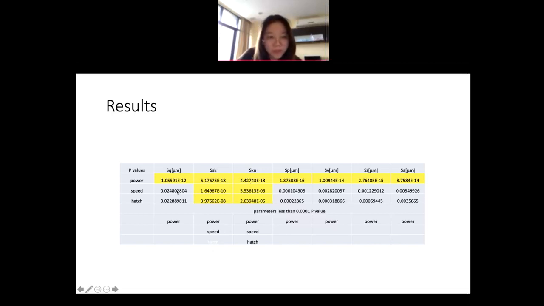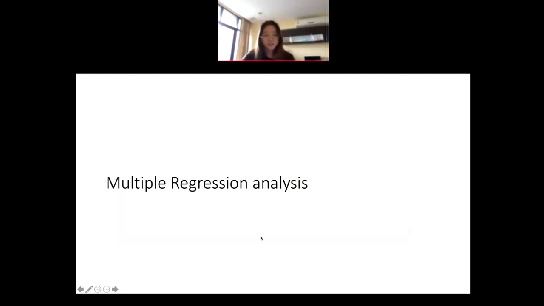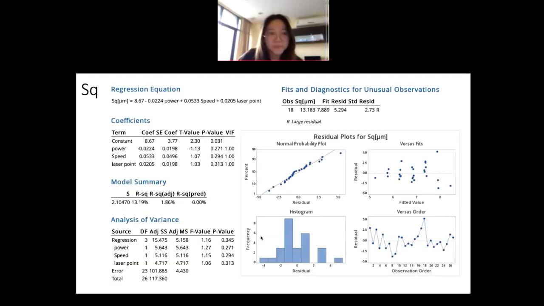For power, it can be seen that every parameter can be used to determine, and speed only SSK and SKU, and hatch only SSK and SKU. And then I also did multiple regression analysis using Minitab.